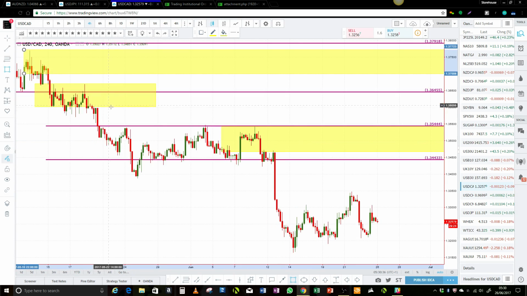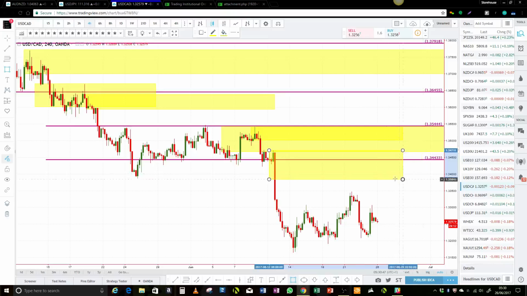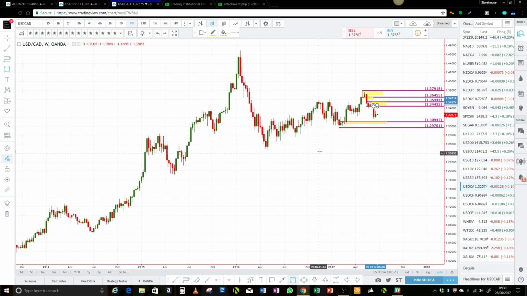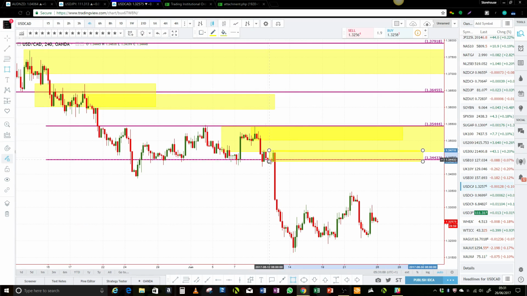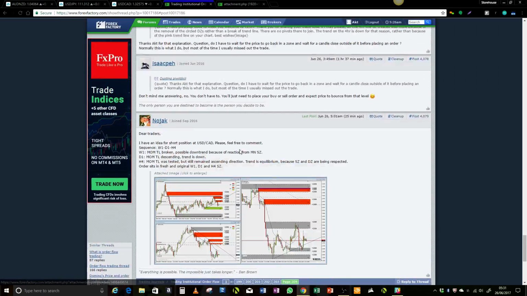So we're looking at pretty much these type of areas up in here, and down in here. If you wanted to sell, the issue with this up in here is if and when you go to the weekly, obviously you'd have to reevaluate the situation by the time prices get up there. But for the 4 hour trade right now, these are the two levels down in here that you're looking at. Okay, so thank you for that, Nojack.